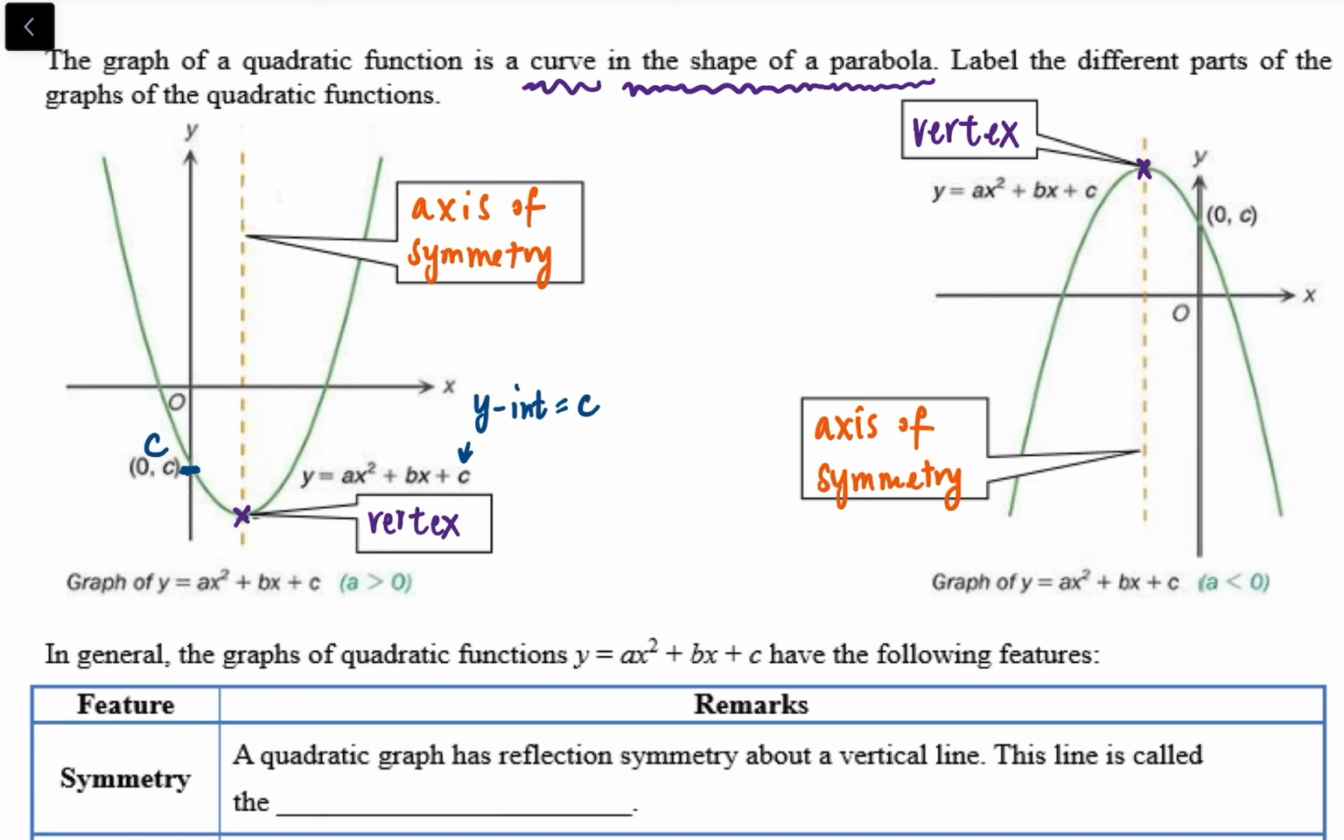Okay, so you might want to ask, how do I know if the graph is opening upwards or downwards? If the graph is opening upwards, then a is greater than 0. If the graph is opening downwards, then a is less than 0. So you look at the coefficient of x squared to help us determine whether the graph is opening upwards or downwards.